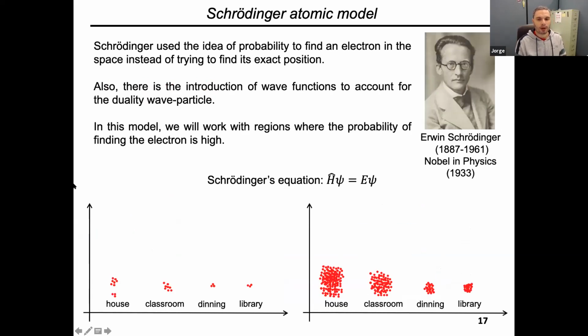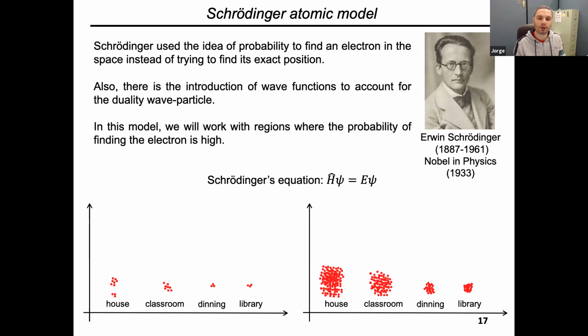Okay, for the Schrödinger atomic model, now we are going to use the idea of probability to find an electron in the space instead of trying to find its exact position. And that's the genius call from Schrödinger. We are not trying to find where the electron is, but where it is most probable to find it.